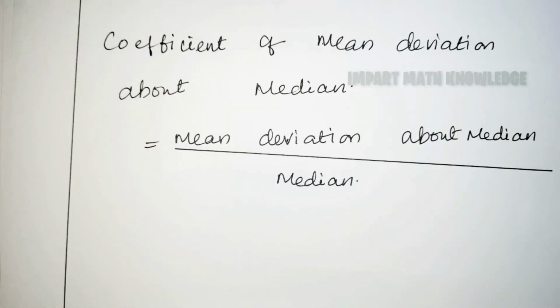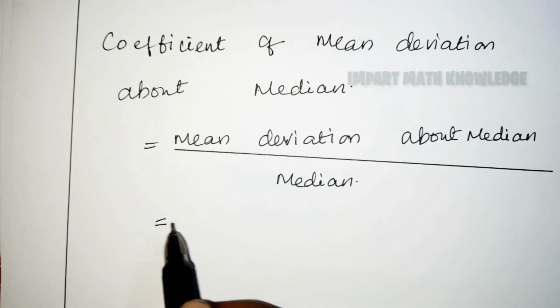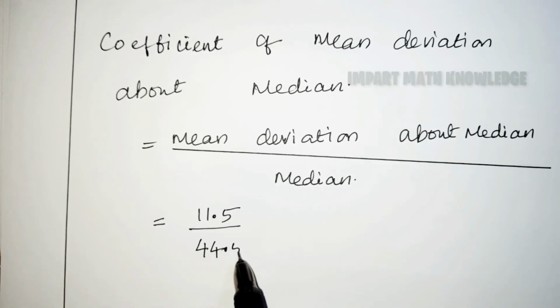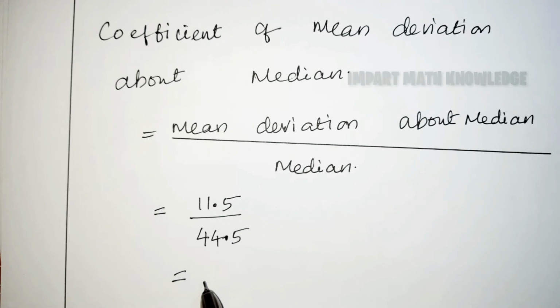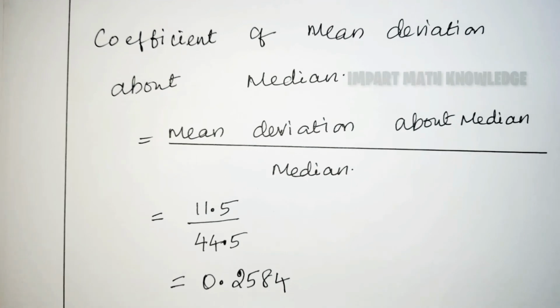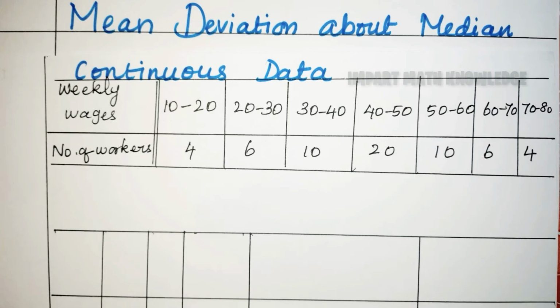Coefficient of mean deviation about median is equal to mean deviation about median divided by median. Mean deviation about median is 11.5. Median is equal to 44.5. This is equal to 0.2584. Coefficient of mean deviation about median is equal to mean deviation about median divided by median. Here the value is 0.2584.